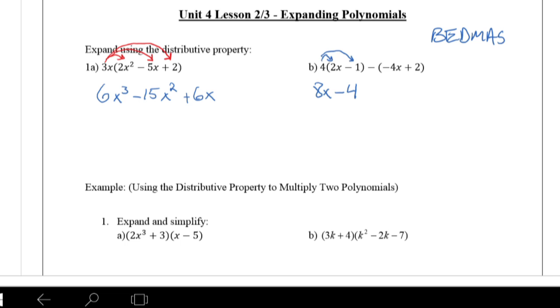So that's my first step. I also need to do the multiplication here. Even though there's nothing here, I'm going to multiply a -1 through there. So I'm going to get positive 4x and -2.